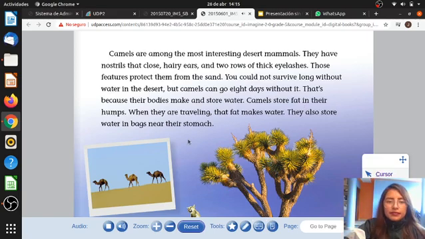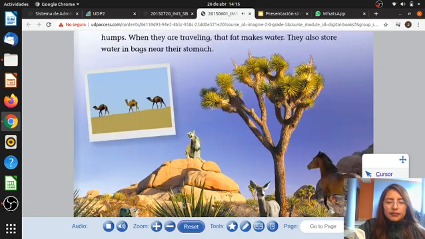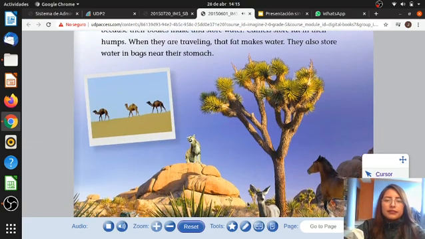Larger animals like coyotes, mountain lions, deer, and wild horses also call deserts home. These animals usually spend the day in the shade. They mainly get water from their food, but drink fresh water when it is available.